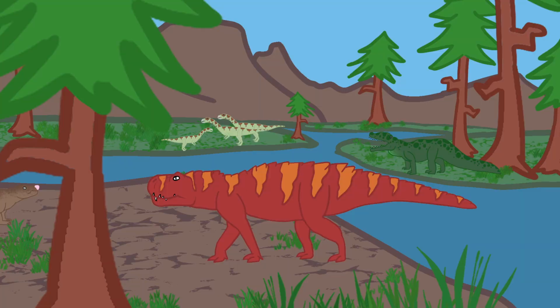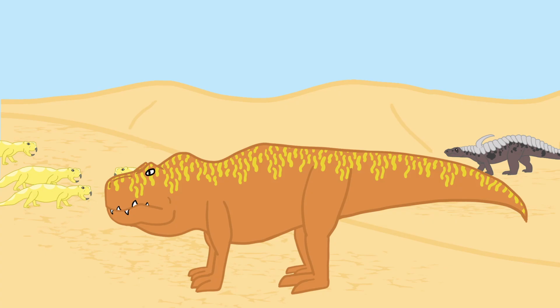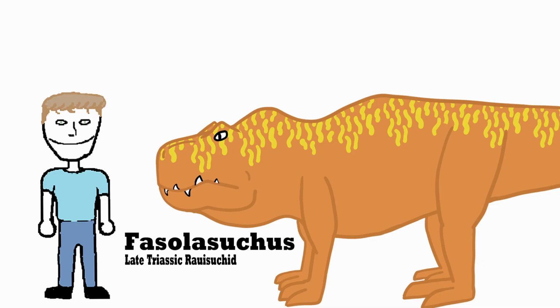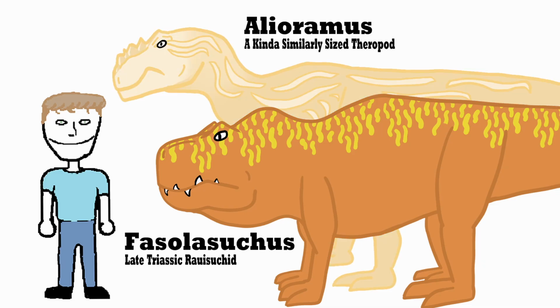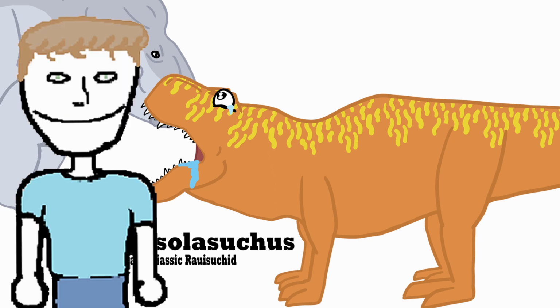Certain pseudosuchians like Rauisuchus, Postosuchus, and Fasolasuchus were the apex predators of their time. Some grew to be as big as the large theropods to come, and hunted the mammal-like reptiles of the day like Placerias. Now that you've got me talking about them, a slight detour from the archosaurs.